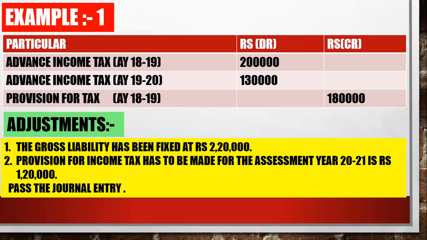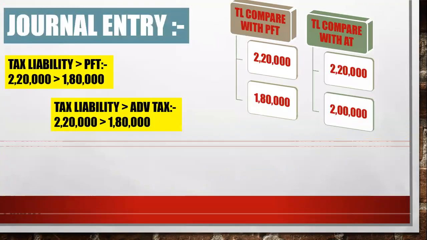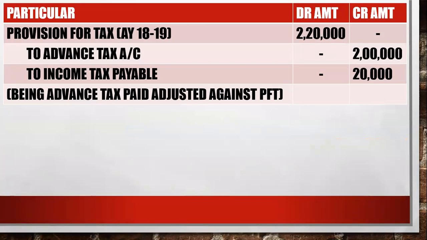Clear that? Yes. Second, you have to compare your gross liability with your advance tax. In this situation, your gross liability is 2 lakh 20. You have to compare your advance income tax, that is 2 lakh. So that means you have to pay 20,000 more to the government. And whatever your tax liability is, you have to pay from your PFT account. So my journal entry will be PFT account debit 2 lakh 20, to advance tax account 2 lakh, and 20,000 you have to pay.